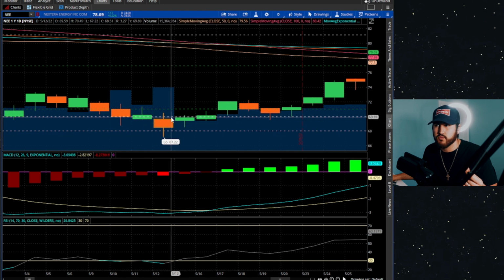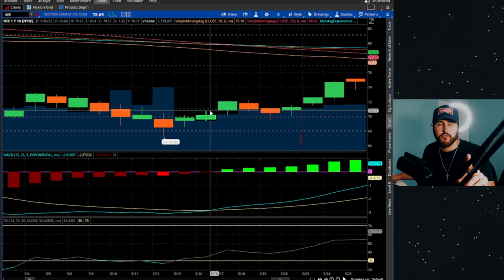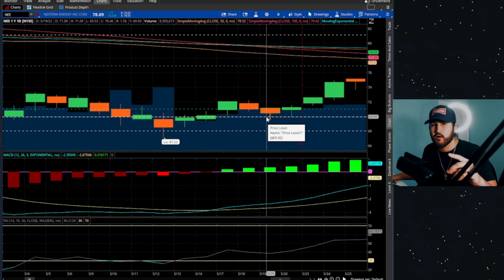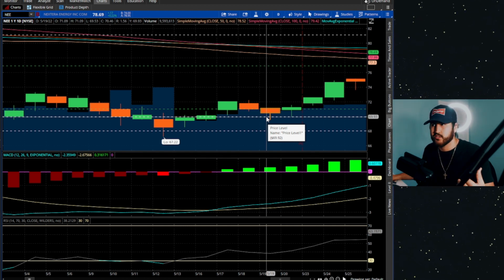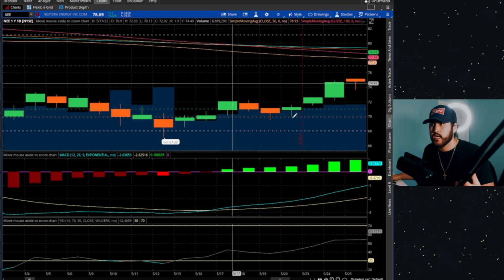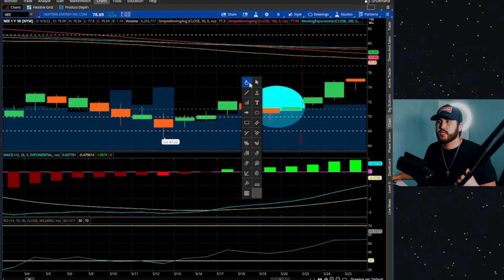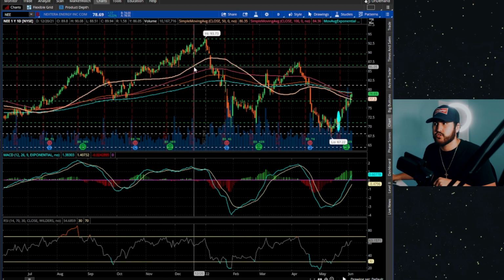So we were in this range, we broke above that, and we continued higher. We want to wait for confirmation even more. Well, when we broke higher and we dipped back down, we bounced off of that support. This area right here is your confirmation.